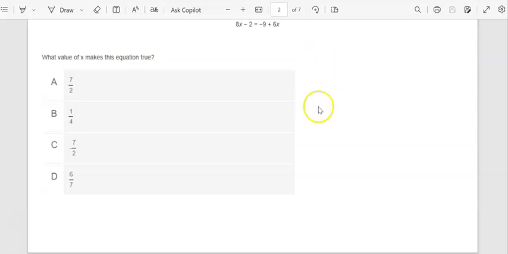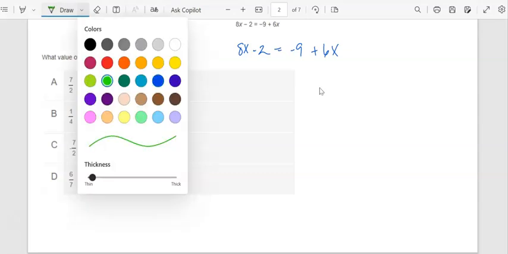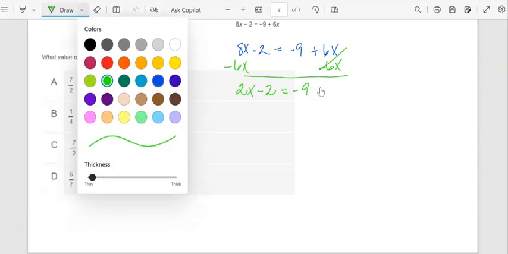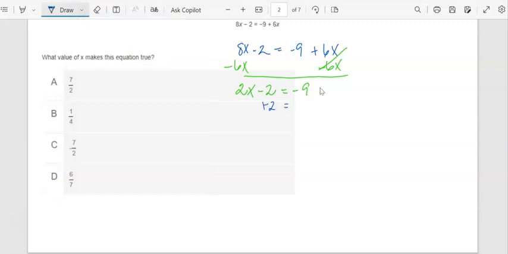Okay, so 8x minus 2 is equal to negative 9 plus 6x. So 8x, I'm just writing it a little bit bigger here. I want my variables on the same side, so I'm going to start by subtracting 6x from both sides. Those cancel. Then 8x minus the 6x is 2x, and I still have minus 2 and then negative 9. So I have 2x minus 2 on the left side, so I need to add 2 to both sides.